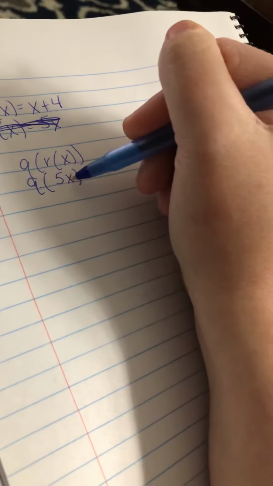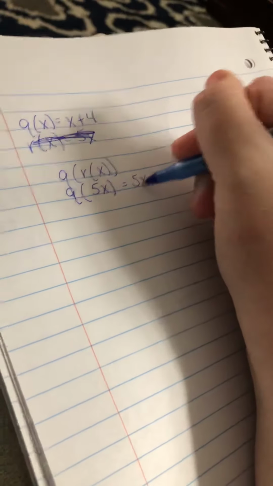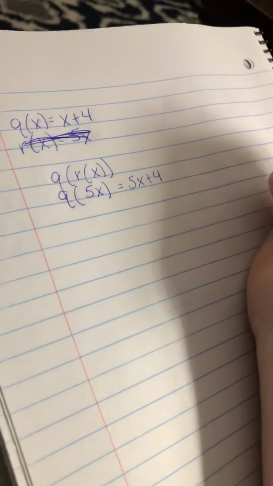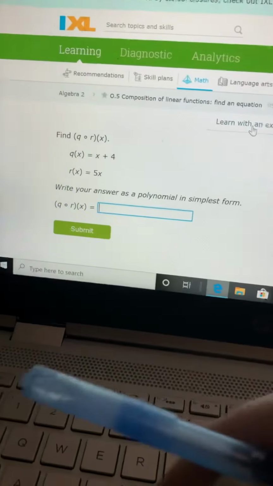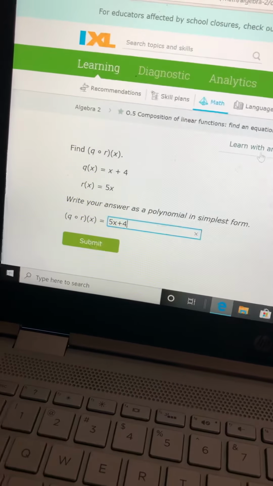So what I'm going to do is the other function, the Q function that I haven't used, I take 5X and plug it in everywhere there's an X. So instead of just saying X plus 4, I take the 5X and replace this. So it's 5X plus 4. And there's nothing to simplify here. 5X plus 4 will be this answer. So 5X plus 4.